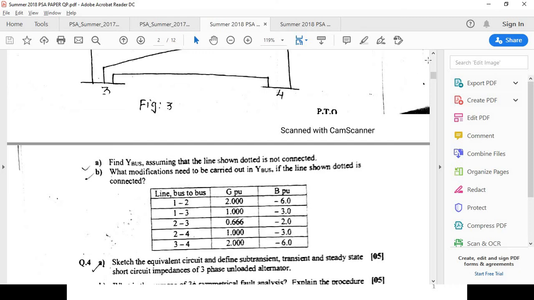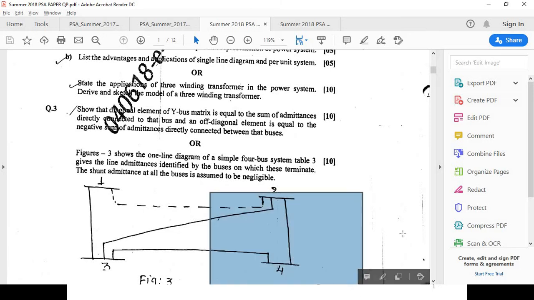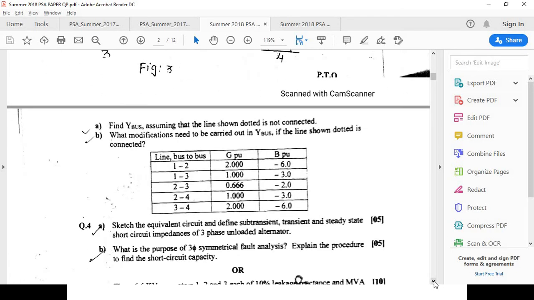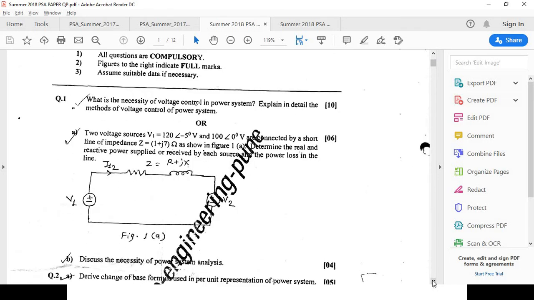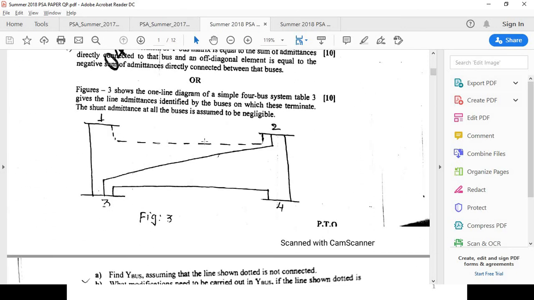Okay, so what is the question? One note is that shunt admittance at all the buses is assumed to be negligible. That's why we will not consider the shunt admittance. First parameter you have to calculate: find Y bus, assuming that the line shown dotted is not connected.